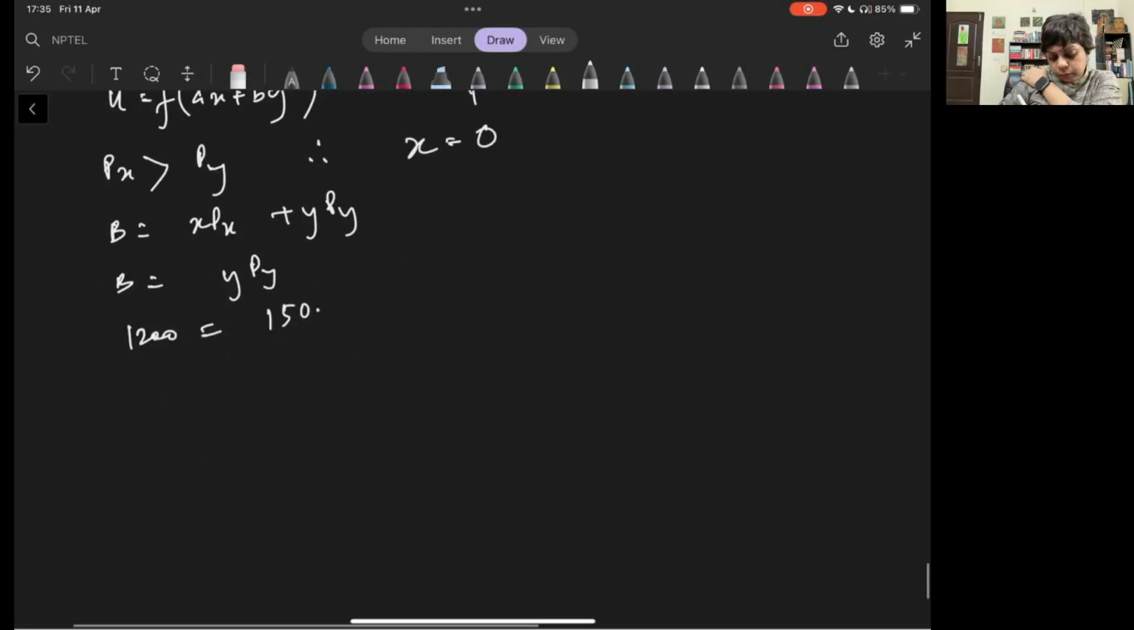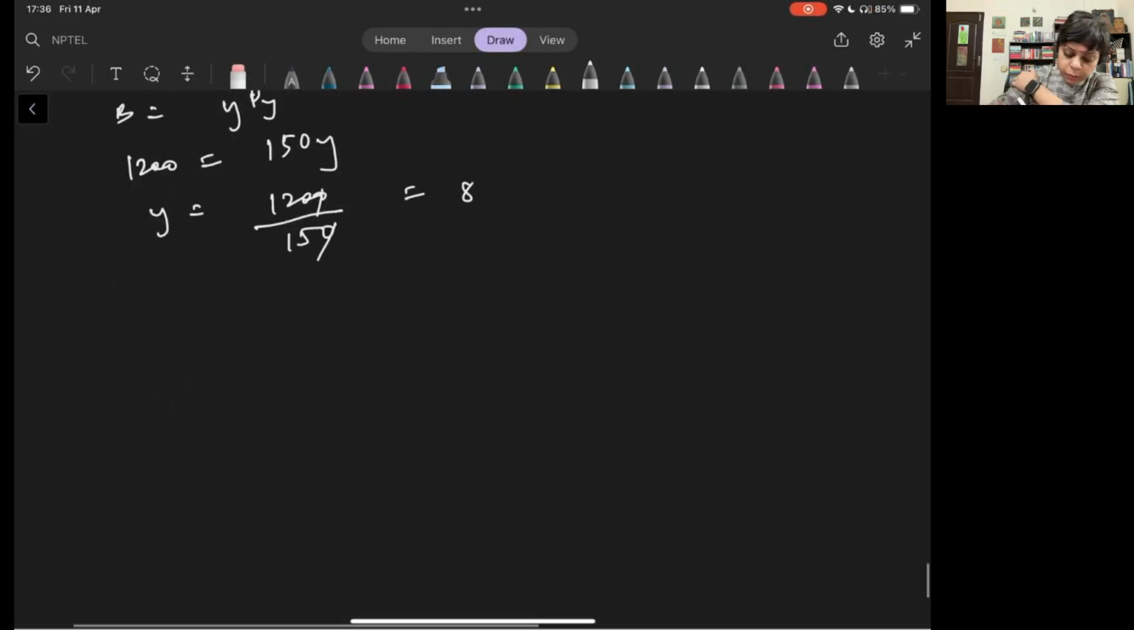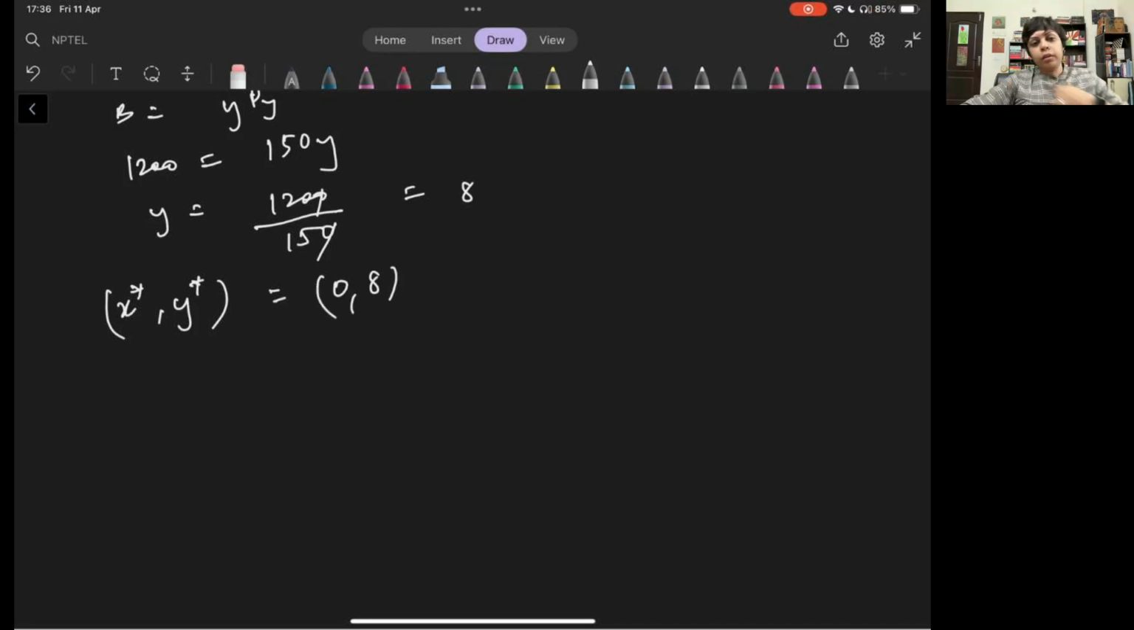150 by 1200 by. You can calculate this, whatever this comes out to be. 8. Okay, y is equal to 8. Therefore, consumption bundle is x star, y star is 0, comma 8. Okay, this is the second part.